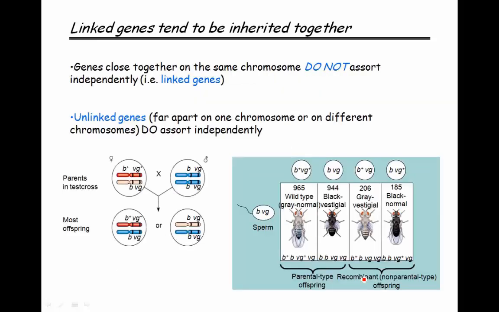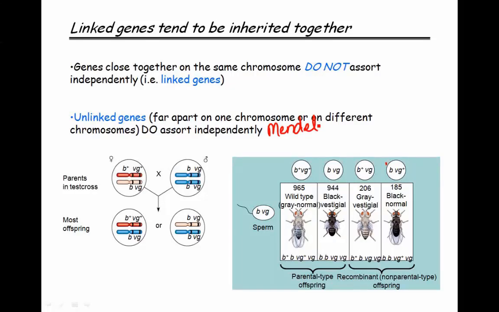Genes that are located close together on the same chromosome do not assort independently, which is what Thomas Hunt Morgan was beginning to find out. So we're not getting the expected ratios. If we're dealing with unlinked genes, these are genes that would be far apart on one chromosome or actually on different chromosomes altogether, they do assort independently. That is what Mendel was dealing with. So since Mendel was dealing with those, that's why his law of independent assortment worked out just fine.